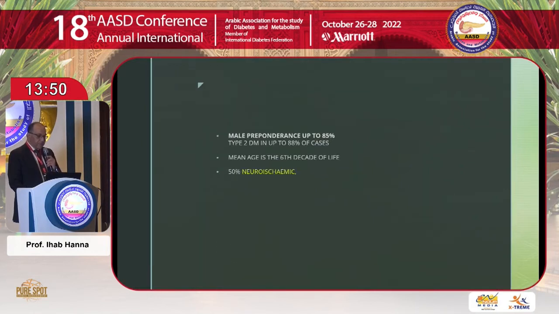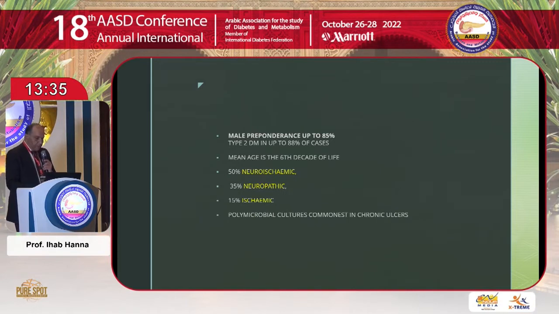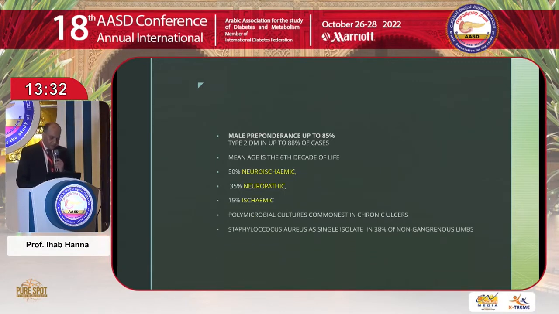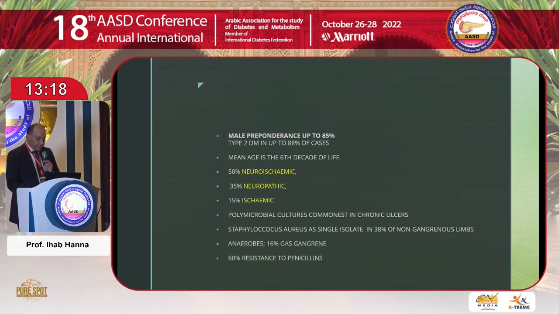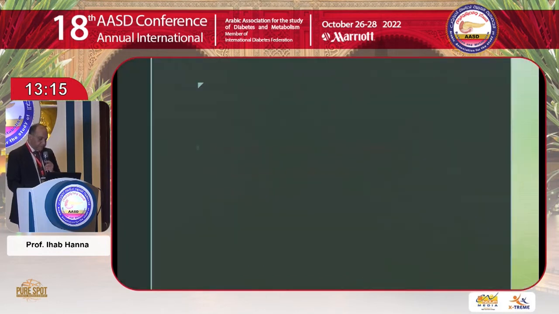The prevalence and the mean life are to be considered, but of paramount importance are the related cofactors: the neuroischemic factor, the neuropathic factor, and the ischemic factor. Polymicrobial ulcers are to be considered. The reason I'm mentioning this is that upon this data, our team will be constructed. Staphylococcus aureus is a single isolate in 38% of non-gangrenous limbs. Anaerobic infection is common, and 60% are resistant to penicillins. One limb is amputated every 20 seconds due to diabetes complications.